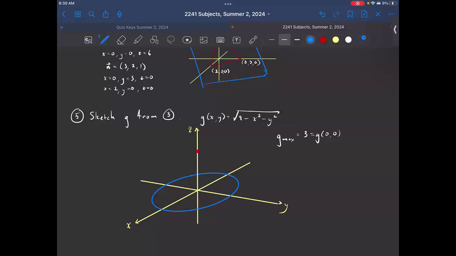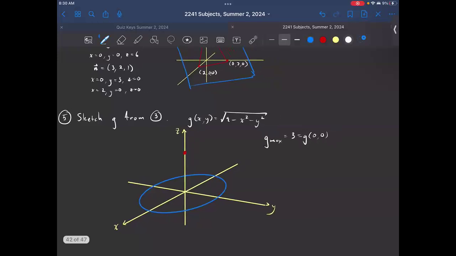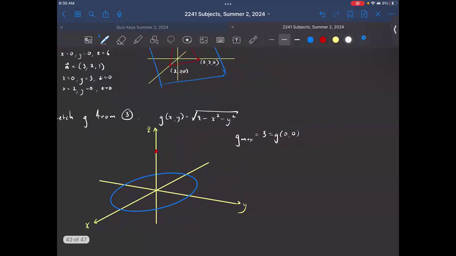And if we go ahead and do the same sort of thing that we did for f in problem 4 with g, z equals square root of, we can go ahead and square both sides and add x and y to the other side of this equation. Then we get x squared plus y squared plus z squared equals 9.